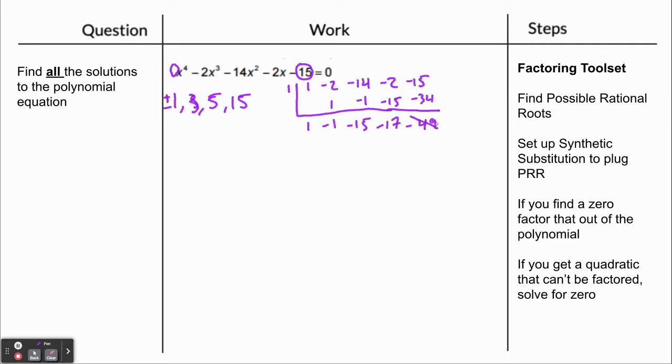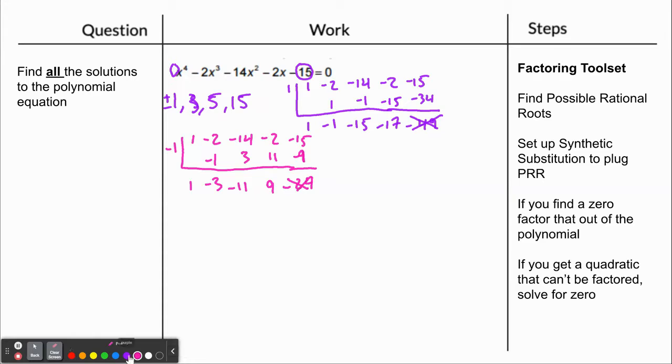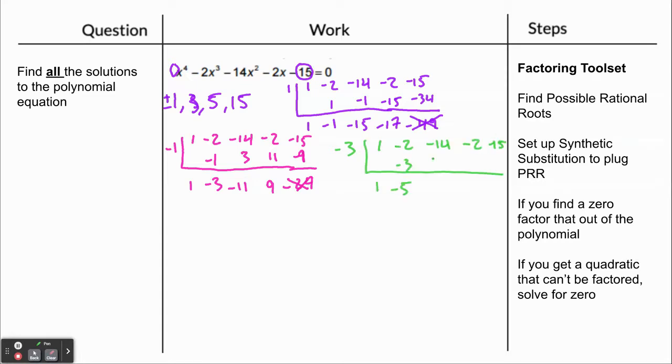This one didn't end up with 0 at the end, so we know that that's not going to help us. Let's go ahead and try negative 1 this time. In this one, we got negative 24, not 0, so we're going to keep on chugging along here. I'm going to try negative 3 here. And with negative 3, we get our 0.